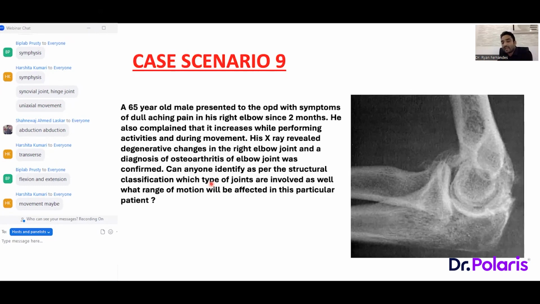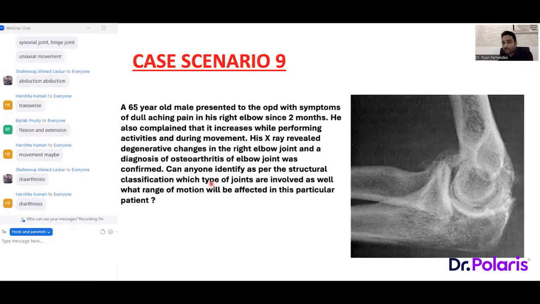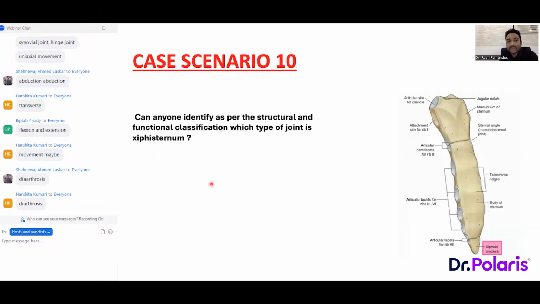Synarthrosis, amphiarthrosis, diarthrosis. Synarthrosis, no movement. So definitely not synarthrosis. Diarthrosis, yes, free movement is there at the elbow joint. So you can say it is diarthrosis. Good. So now you yourselves are coming out with the answers as the questions are going on. Good. The last case scenario. Can anyone identify the structural and functional classification of the xiphisternum joint? Structural first and then give me functional.